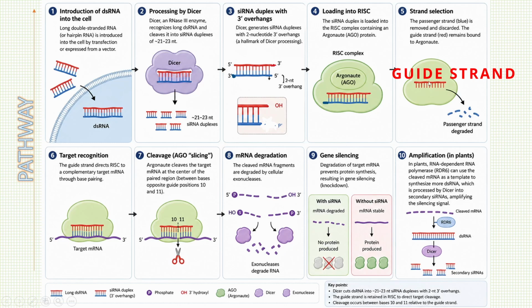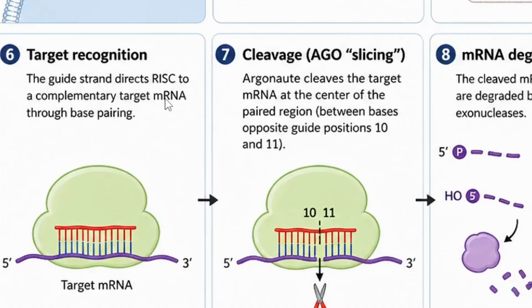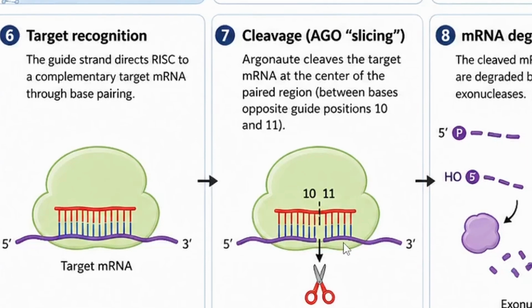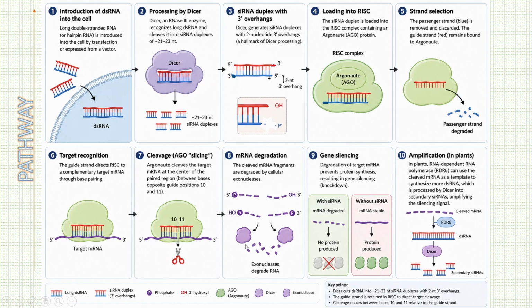As the name suggests, the guide strand directs RISC to bind to the target mRNA. How? The guide strand is complementary to your target mRNA, hence they base pair. Once base pairing is done, the Argonaute protein, which possesses the endonuclease activity, cleaves the target mRNA. The cleaved mRNA fragments are further degraded by exonuclease in the cytoplasmic P bodies. And that's what causes your gene silencing.